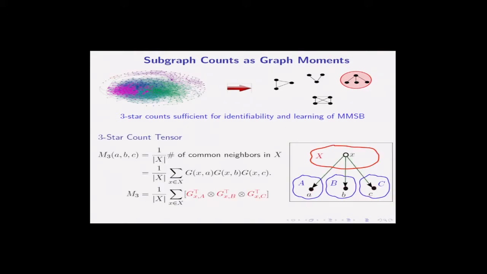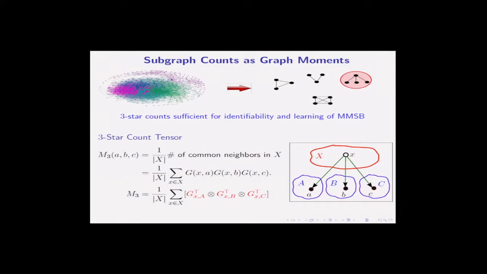So we'll construct this 3-star object in a specific manner. We'll divide the graph randomly into 4 roughly equal parts. And for every set of triplets in these sets A, B, and C, we'll count the number of common neighbors in this set X. So that's exactly this object here, M3. For every triplet here, I'm asking how many common neighbors these nodes have in this set X.